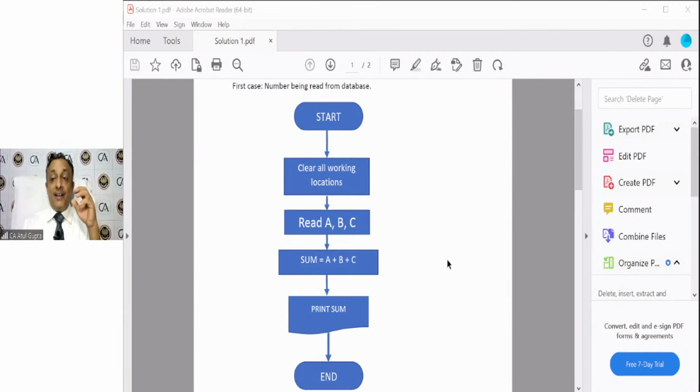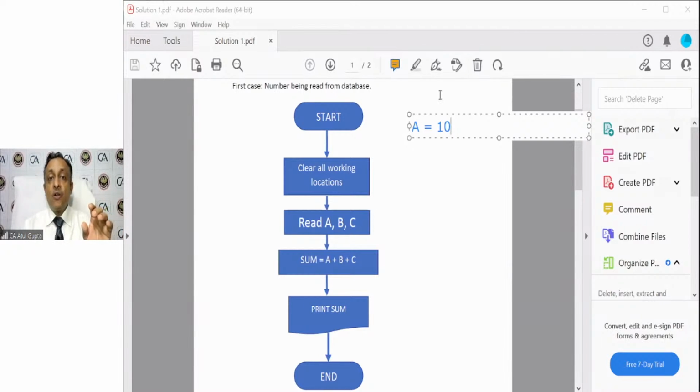Now, in an examination, what do you have to do to ensure that your flowchart is correct? Because this is a very simple flowchart, let us say the value of A is 10. You should always do it this way.